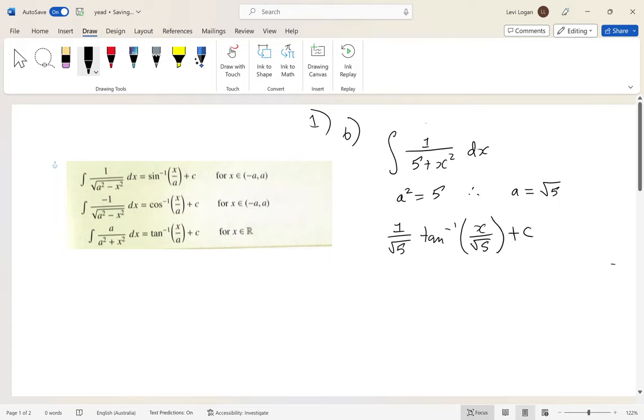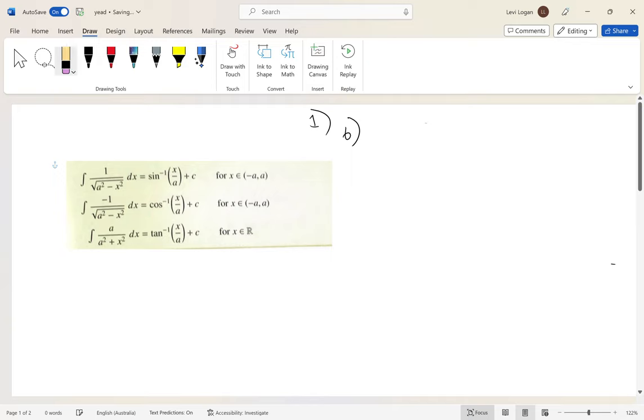Cool. Alright, let's try another example. Integrate the integral of 1 over 1 plus t squared dt. Feel free to pause the video and have a go. Alright, so this is another tan integral. Since a squared is 1, a is also equal to 1. So this integral is just tan inverse of t plus c. Cool.